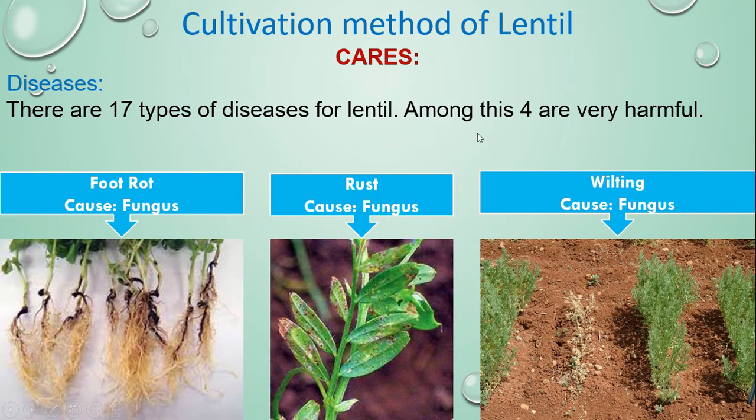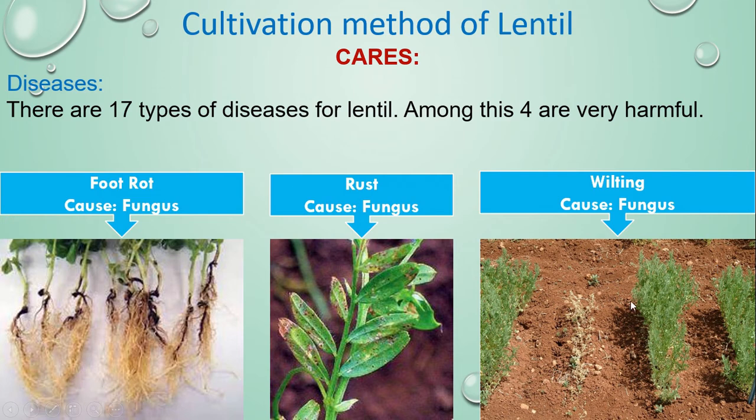Next one is disease. There are some diseases which are very harmful for lentil cultivation. Here you can see foot rot disease. That means it is caused by fungus. You can see the root zone of the plant has become raw due to the attack of this fungus. Next one is rust disease. This one as well is infected by fungus, and have a look, the leaf of the plant looks like rust. That is why it's called rust disease.